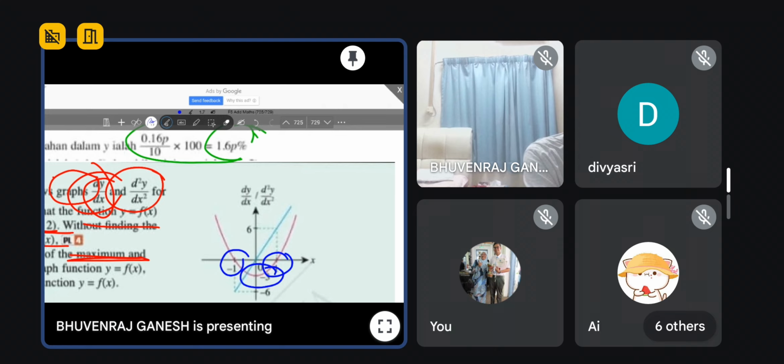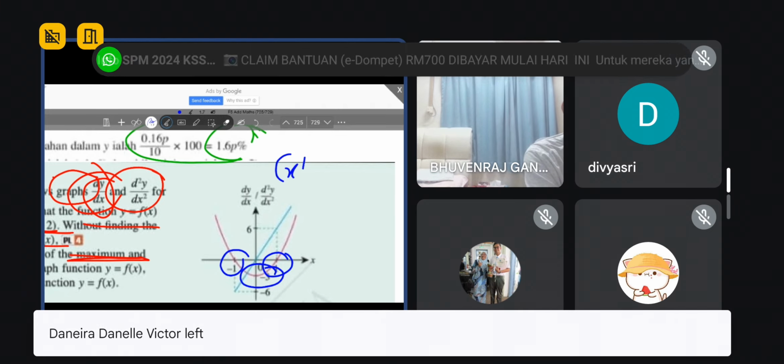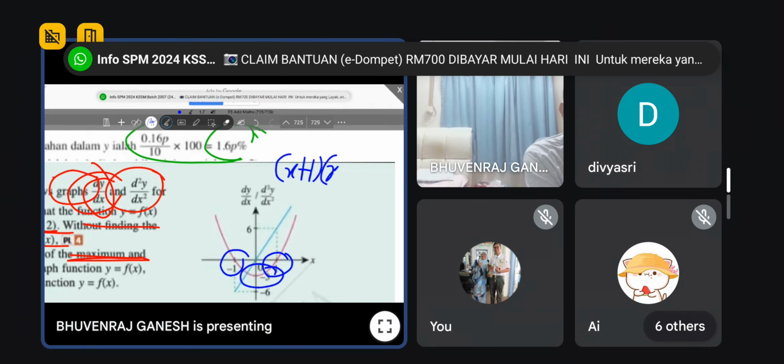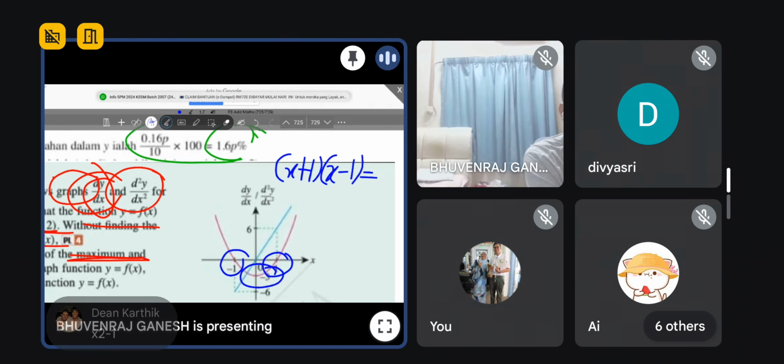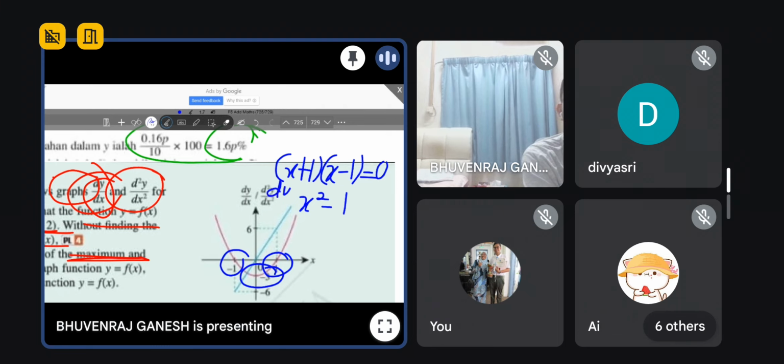So you basically can start with this. This is your general equation. Am I right? You form like this first. So you will get x squared minus 1. This is your dy dx, guys. Take note. Ini adalah persamaan dy dx. Okay. So now, this is not the answer yet.